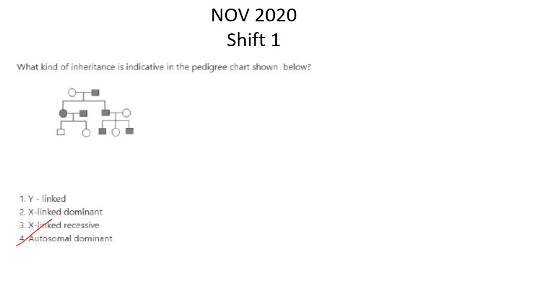Then next one. Coming to the year November 2020, shift 1. What kind of inheritance is indicative in the pedigree chart shown below? So this is the pedigree chart. Now they have given options as Y-linked, X-linked dominant, X-linked recessive, autosomal dominant. Now Y-linked, it is not Y-linked because female does not have Y chromosome, but in the pedigree females are affected.